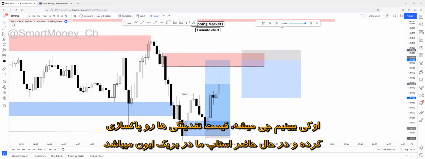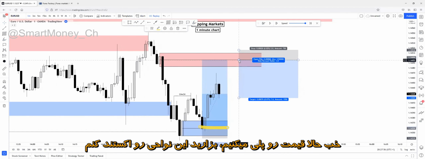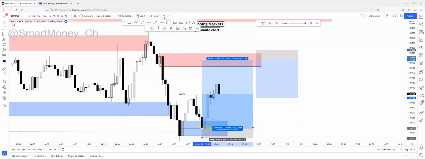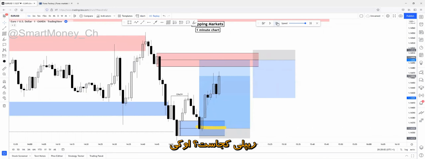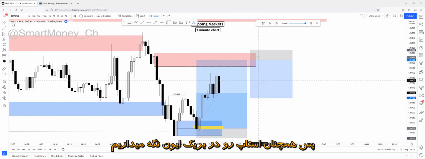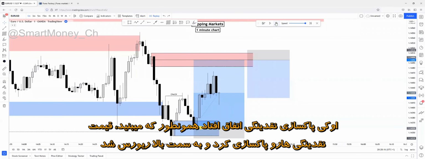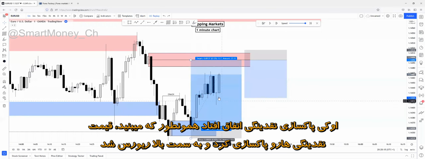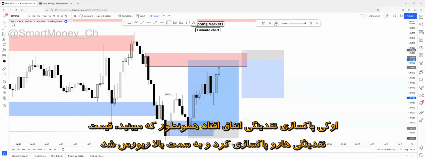Price actually swept the liquidity, and right now our stop loss is in break even at this point. Let's play price forward and just extend these zones. Okay, we are not setting the stop loss to this point because this will be a liquidity build-up for this demand zone. So we are still keeping the stop loss in break even. Okay, liquidity sweep happened, as you can see. Price swept the liquidity from this region and reversed to the upside.